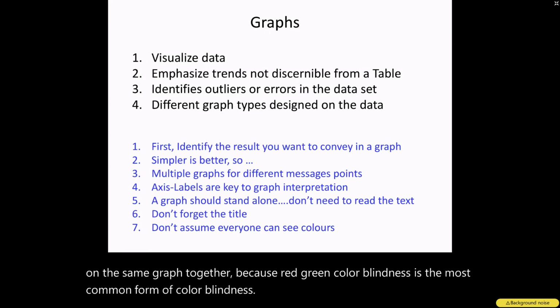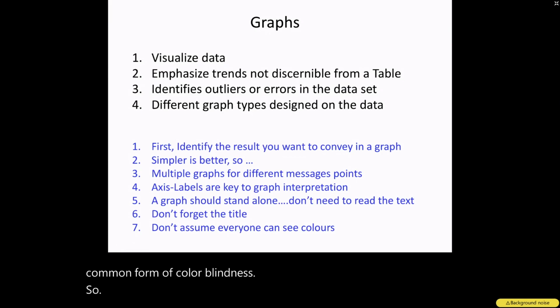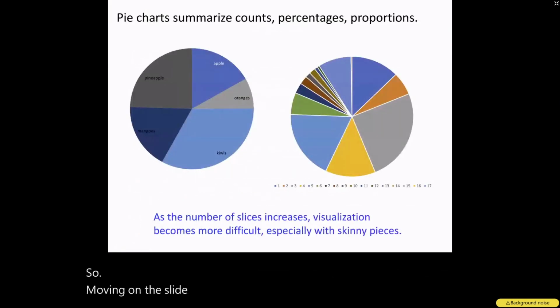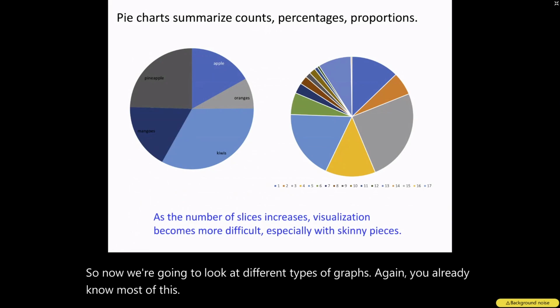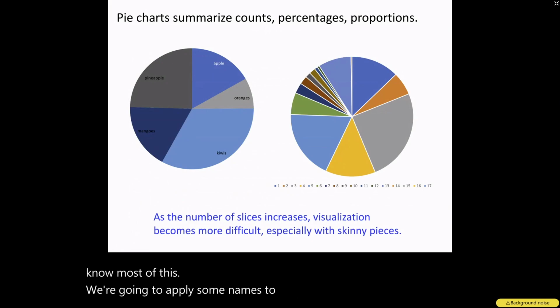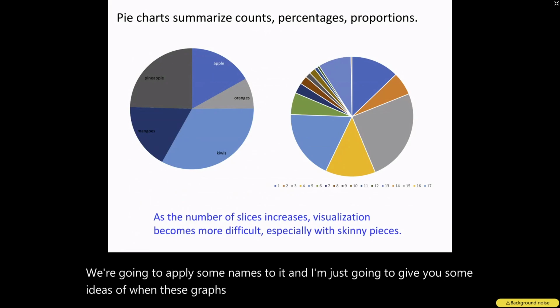All right, so moving on to slide 2. So now we're going to look at different types of graphs. Again, you already know most of this. We're going to apply some names to it, and I'm just going to give you some ideas of when these graphs are most appropriate and when issues occur. Okay, so whatever notes you want to take.